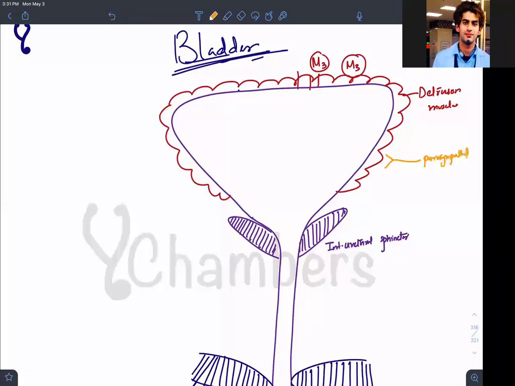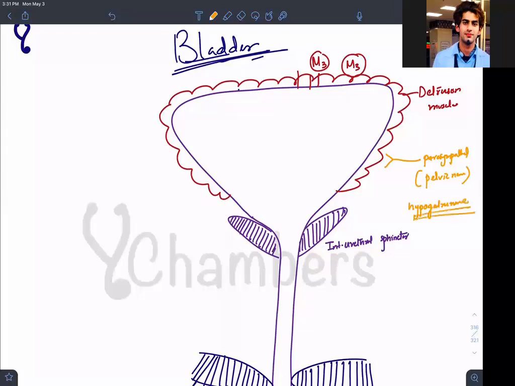So the parasympathetic nerve supply is by the pelvic nerve. The pelvic nerve is giving me the supply here. I also have the hypogastric nerve supply, but I won't be using the hypogastric nerve here because I have to talk about muscarinic receptors. Otherwise it will confuse you. And I also have this pudendal nerve, which is supplying this part.